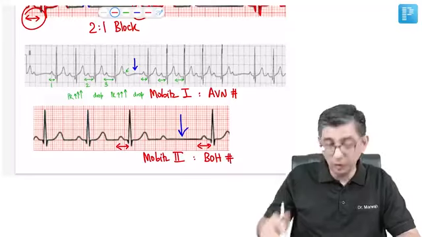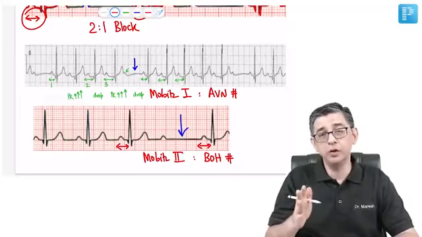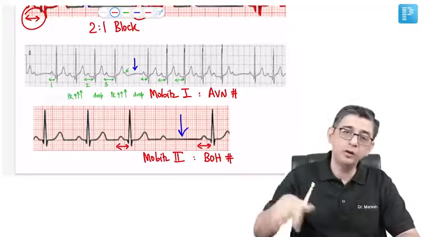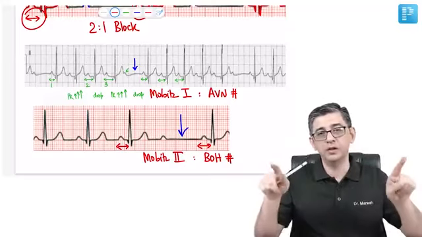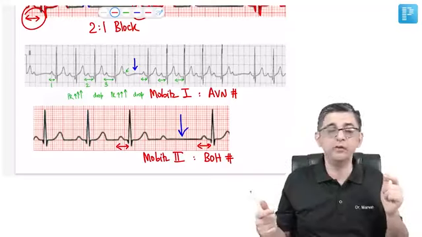Damage to the bundle of His is not called bundle branch block. Bundle branch block means damage to either the left fascicle or the right fascicle of the main central bundle of His. Bundle of His has two fascicles. If there's damage to the left fascicle, we call it left bundle branch block. Right fascicle damage, we call it a right bundle branch block. But when the main bundle of His, the central one, is affected, that is Mobitz 2 heart block.